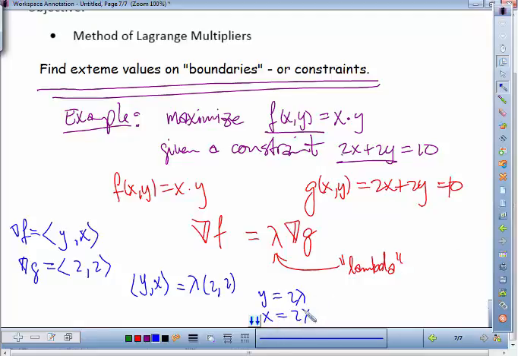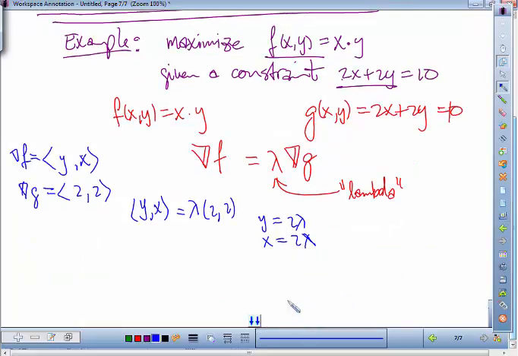We have 2 equations and 3 unknowns. 2 equations and 3 unknowns is not really going to help us solve for this because we have 3 unknowns. So we need a third equation. Guess where the third equation is coming from? The constraint.